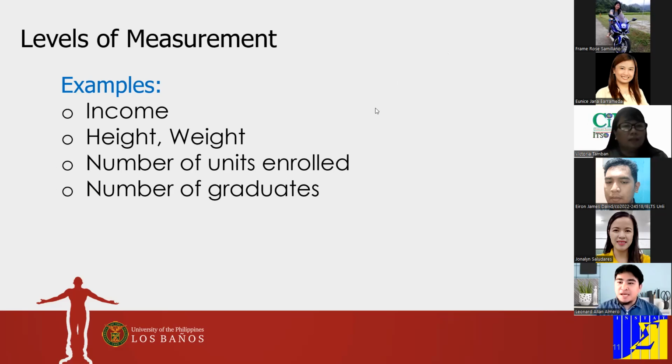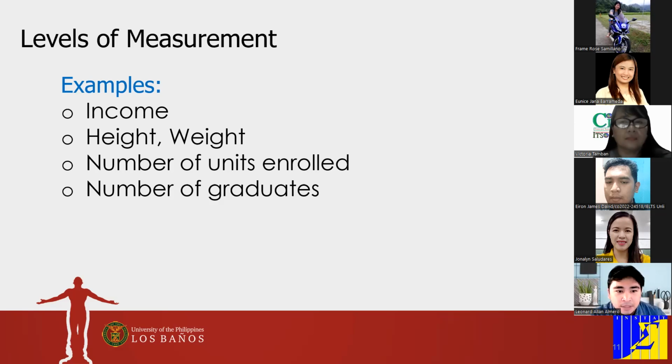So marami po kayong makikitang or masasabing ratio level. Number of blank, blank, blank, lahat po yan ay ratio level unless naka-categorize. Okay po? So meron po ba kayong question about levels of measurement? So we have 4 levels of measurement, namely nominal, ordinal, interval, and ratio level.